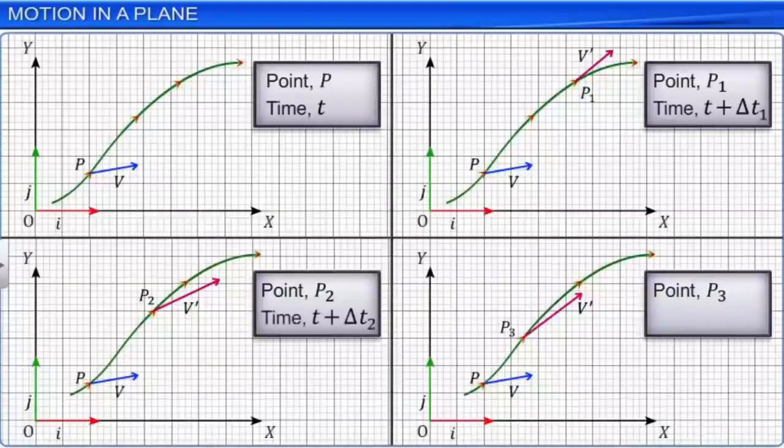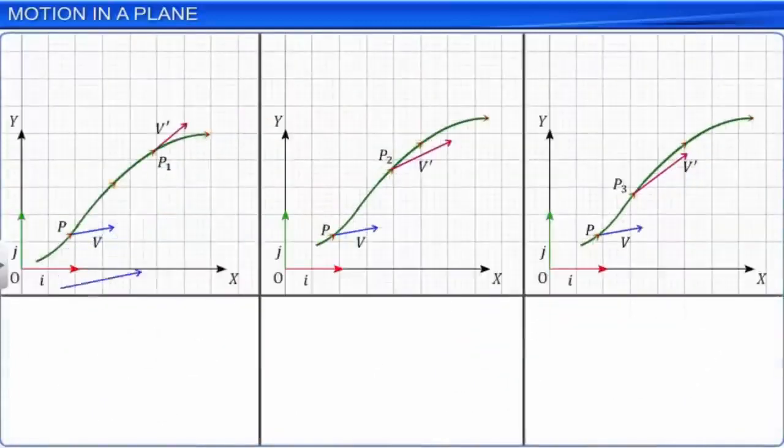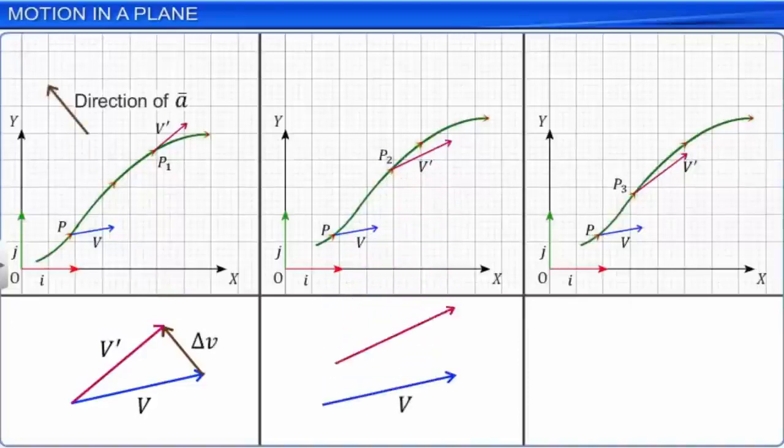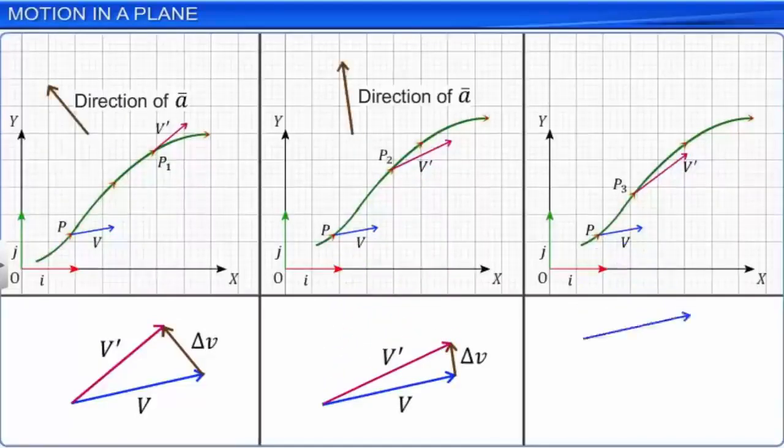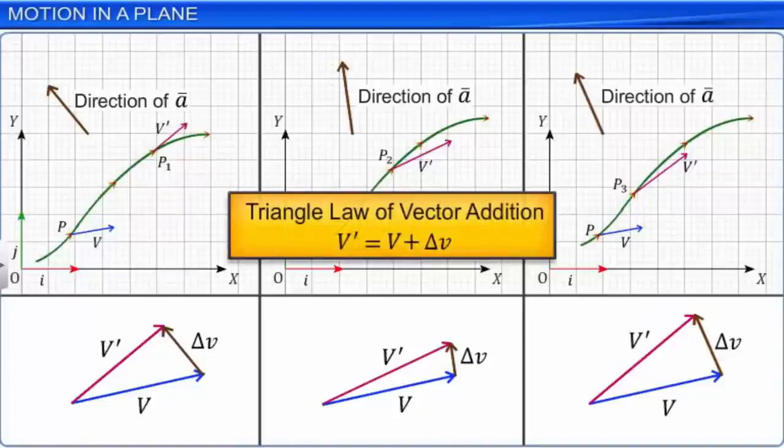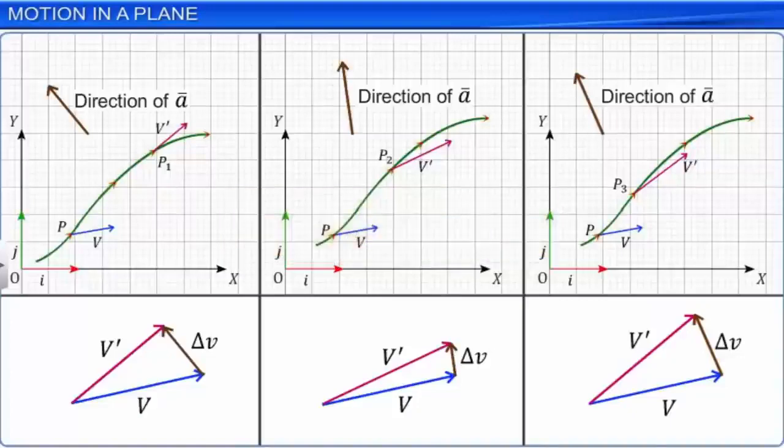The direction of average acceleration, a bar, is same as that of delta v for all the positions of the point P. In all the graphs, we have used the triangle law of vector addition. As delta t decreases, the direction of delta v and a bar changes. As you learned earlier, average acceleration, a bar is equal to delta v by delta t. In the limiting condition, as delta t approaches 0, a bar becomes a, which is equal to dv by dt.